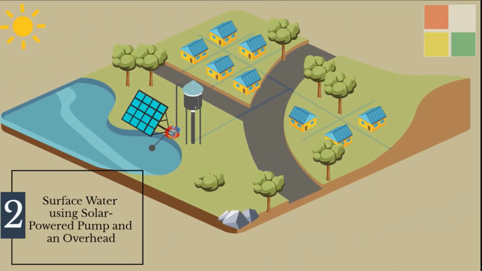Now let's consider a different situation. Here the land gradient is almost flat, the water source is at lower elevations than a settlement, and there is no grid power. In this case, gravity flow is not possible. Therefore, to distribute water it needs either a solar-powered or diesel-powered pumping system. Water can be pumped directly into the system or to an overhead water tank, and then water is distributed to a settlement.